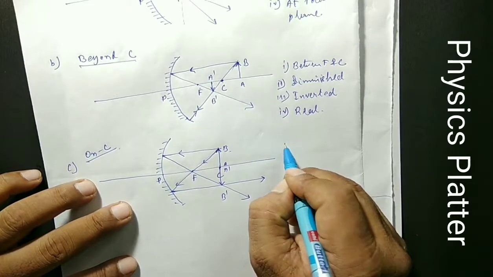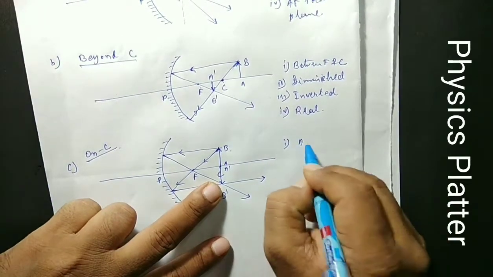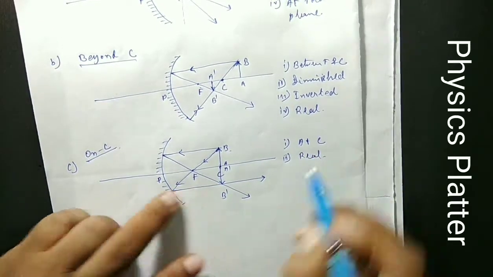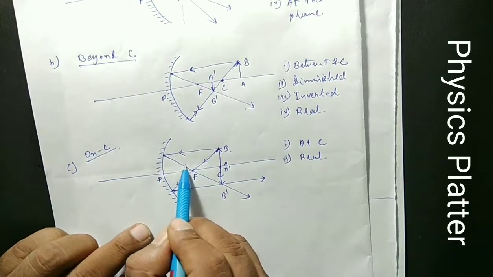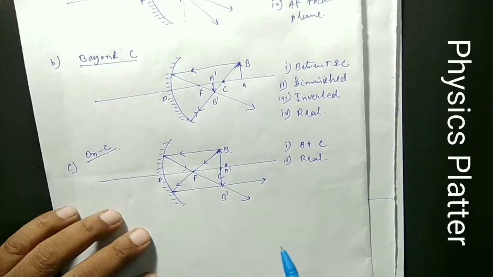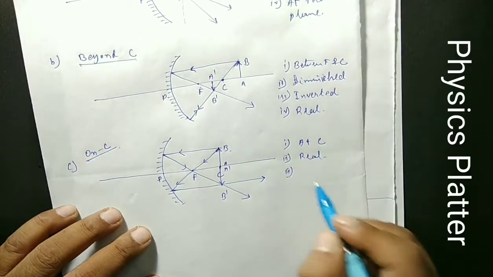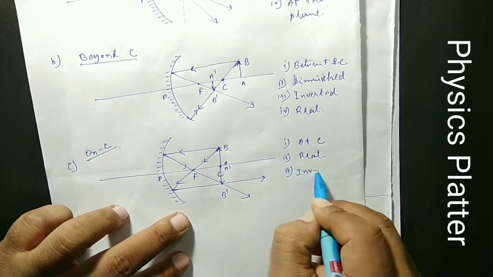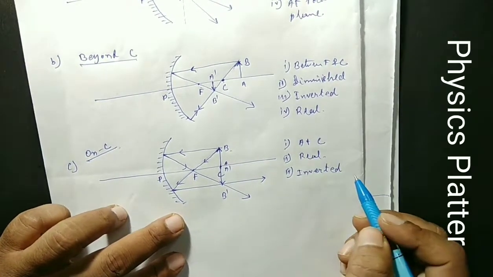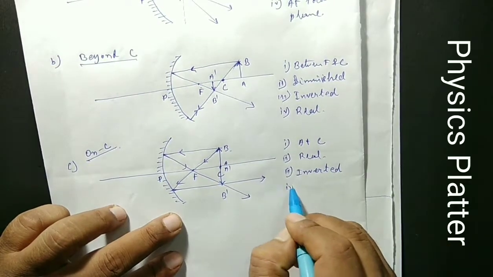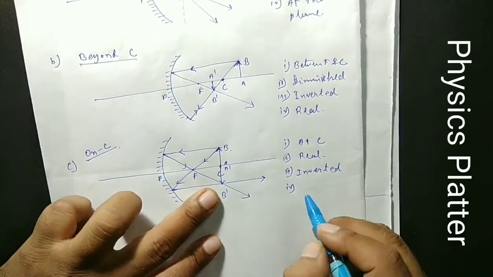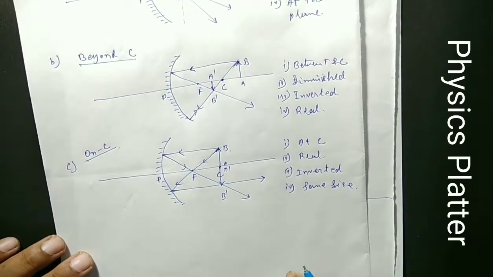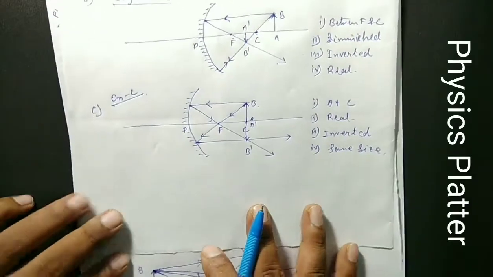Okay, so what are the properties here? First of all, the image is formed at C. Image is again real because it is due to the two converging rays. They meet at a point and form the image, right? Thirdly, it is again inverted. Okay, and then fourth, it is of the same size. Alright, so third case is discussed.